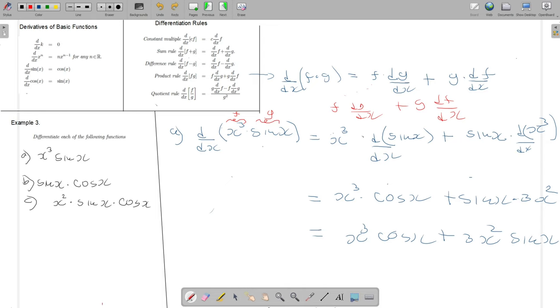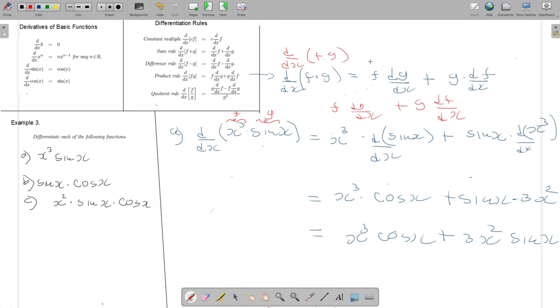Okay, before going on to the next rule, let me mention something about this product rule. Something important about this product rule is you can write it in a few different forms. So here we start with this left side.